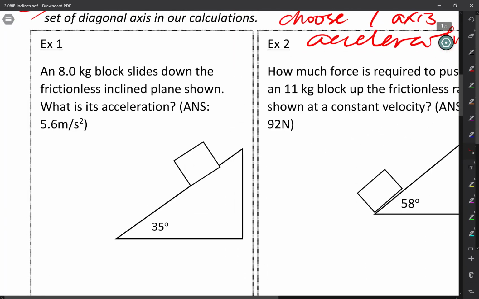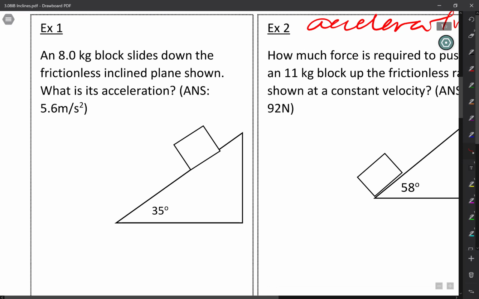Let's take a look at our first one. First example is we got an 8 kilogram block sliding down a frictionless inclined plane shown below, and we want to find the acceleration. Answer is provided. So let's draw our free body diagram always on our object. We have the force due to gravity always pointing downwards. We have the normal force pointing 90 degrees away from our inclined surface.